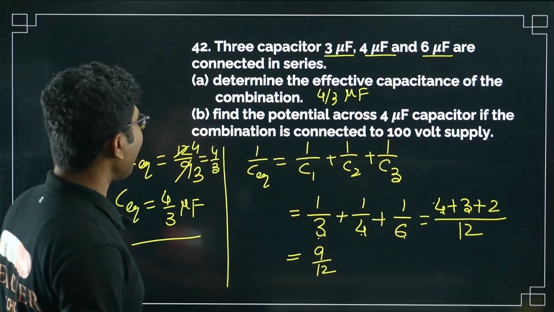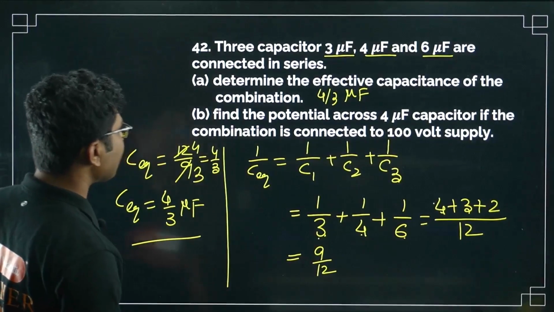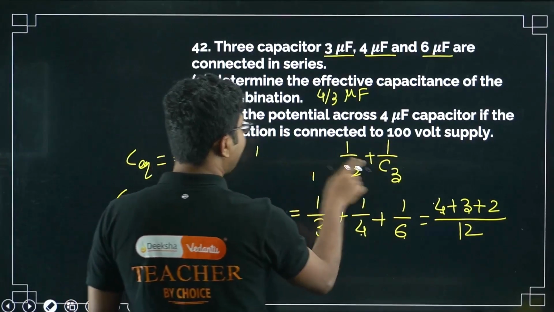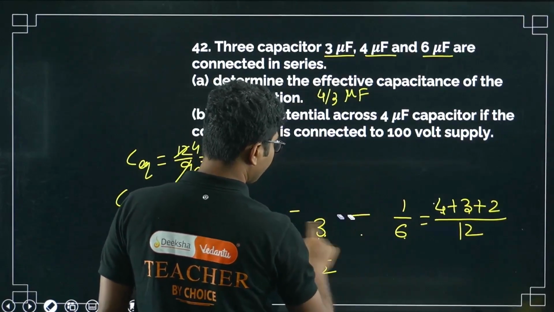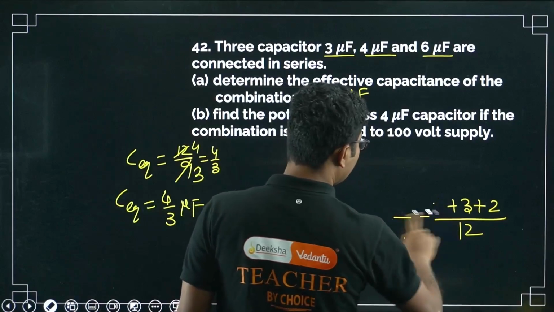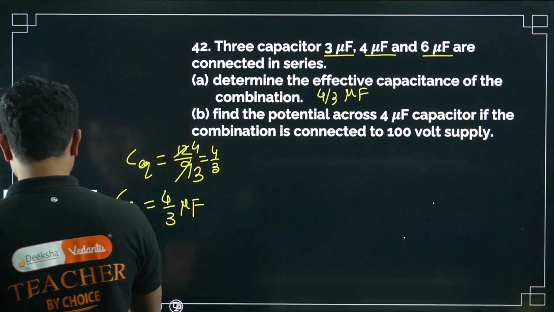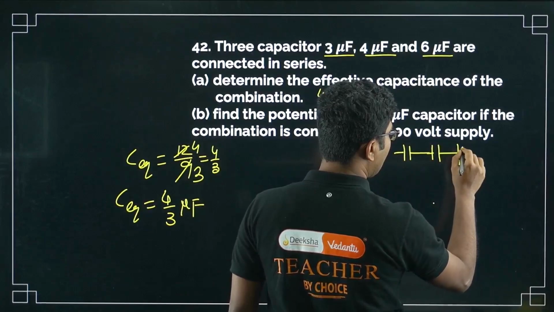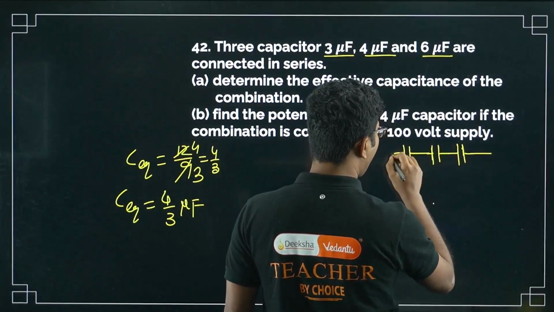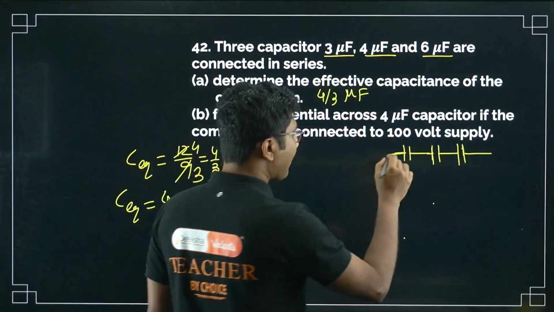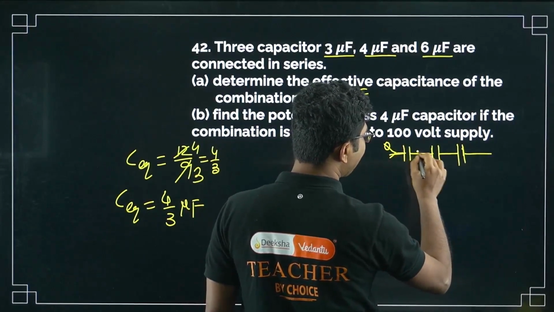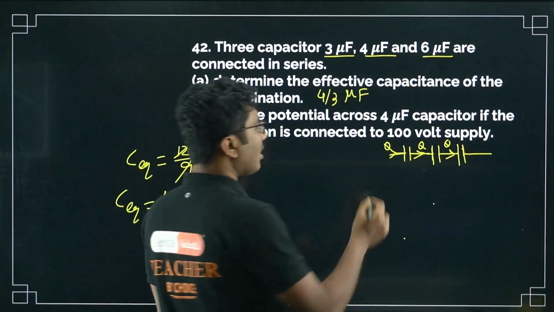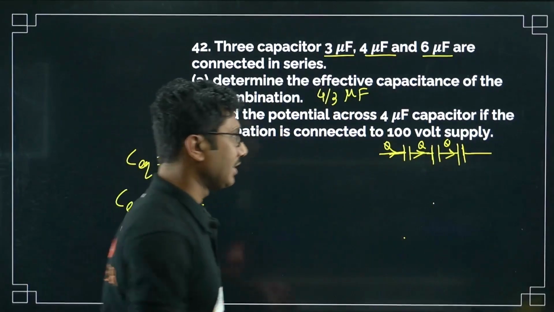Now what else? Find the potential across the 4 microfarad capacitor if the combination is connected to a 100 volt battery. Okay, so first of all, C equivalent is calculated. So now the entire thing can be considered to be a battery and this C equivalent, right? So first let me draw a simple circuit diagram to explain what I am saying. Initially there are 3 capacitors connected in series, right? Now in series combination, what is common? For capacitors, the common thing is charge. Whatever charge is entering this, the same charge should enter through this as well and through this as well. Charge is conserved, so charge cannot be created or destroyed, so charge should be conserved in series combination, right?